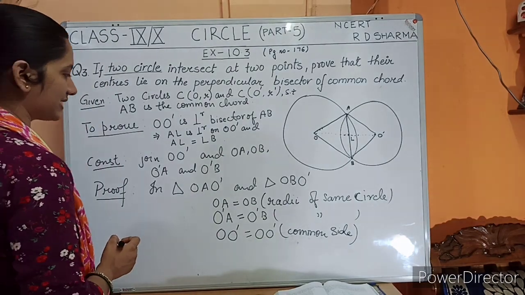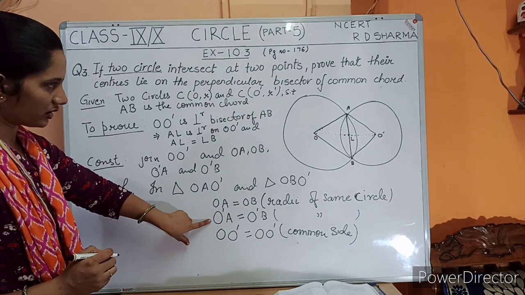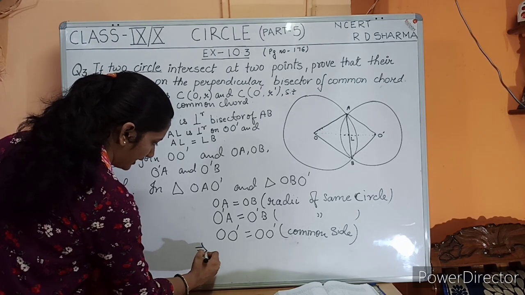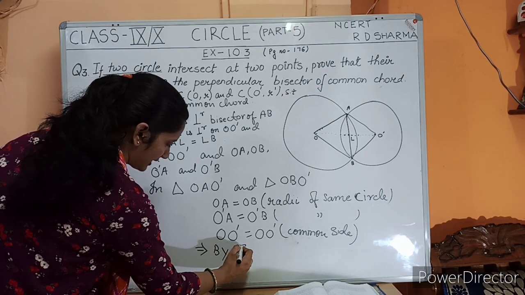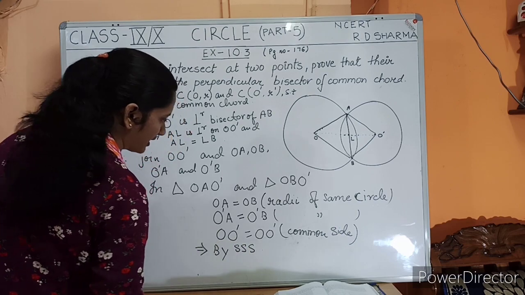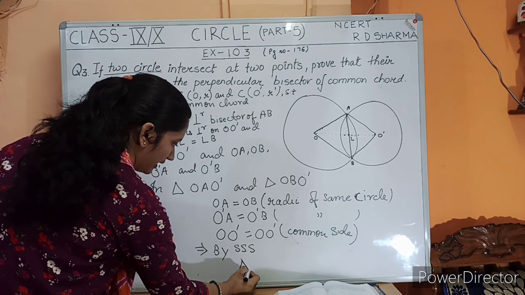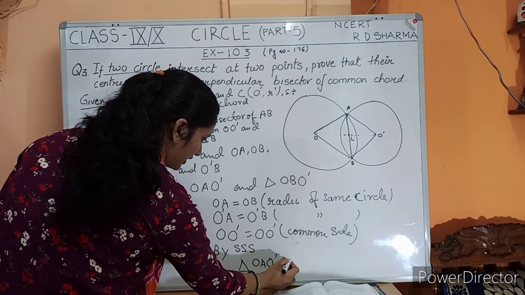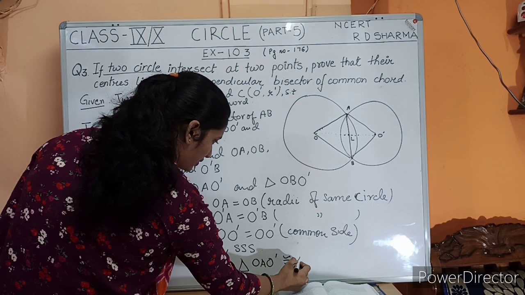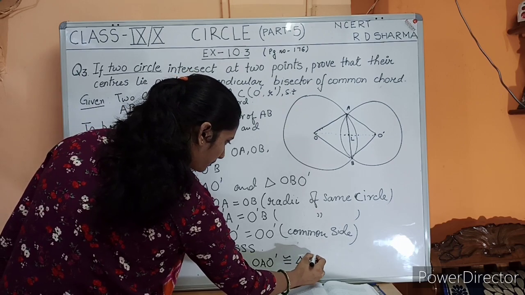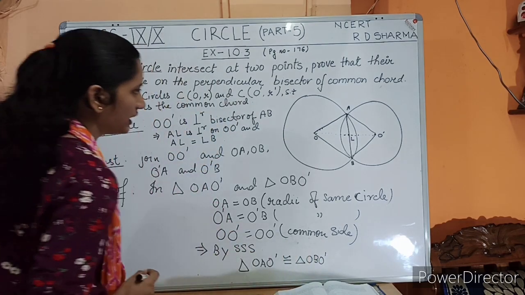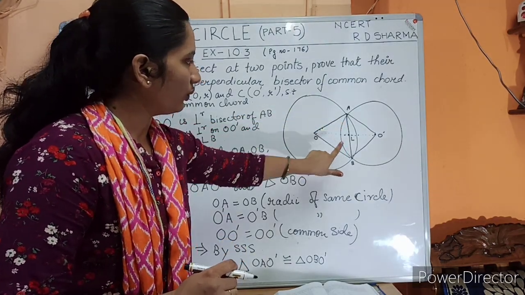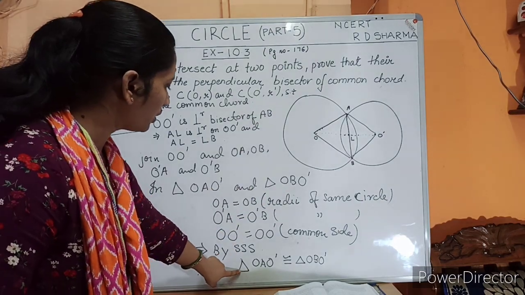So children, we can see this is a side, this is also a side, and the third one is also a side. So we can write this implies by SSS criteria, triangle OAO dash is congruent to triangle OBO dash. So just now we proved that this upper triangle and the downward triangle, these two triangles are congruent.